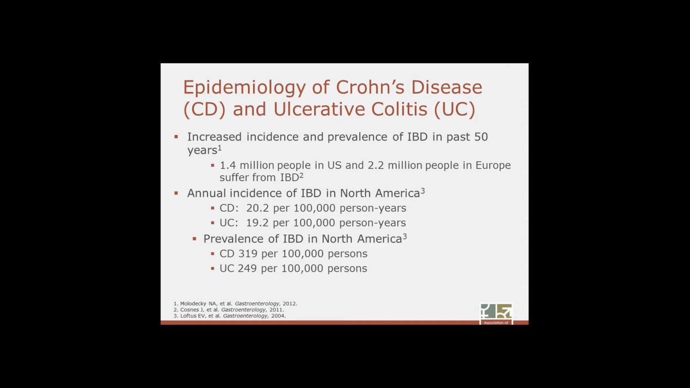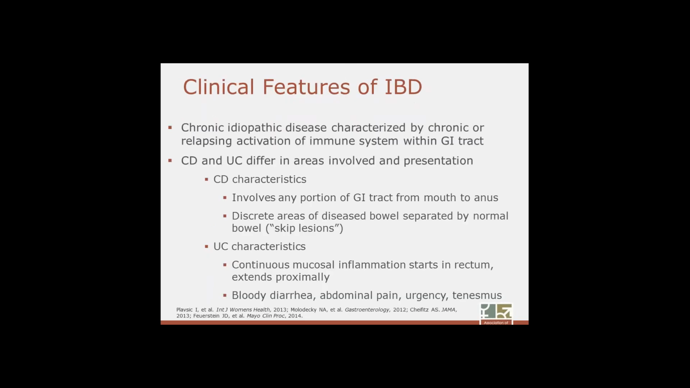In North America, the annual incidence of Crohn's disease was 20.2 per 100,000 person years, and the annual incidence of UC was 19.2. In terms of prevalence, the highest reported prevalence values for IBD in North America was 319 per 100,000 persons. IBD is a chronic idiopathic disease characterized by the tendency of chronic or relapsing activation of the immune system within the GI tract.